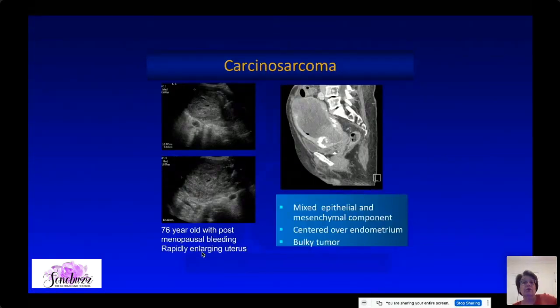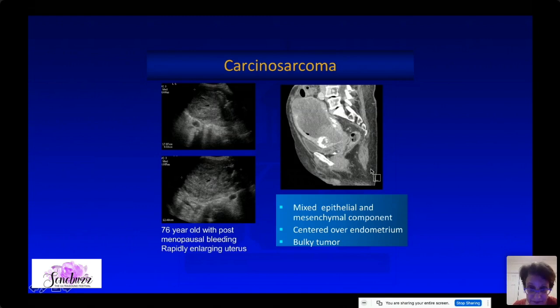Carcinosarcoma is another lesion that will present with an enlarged uterus. This is a 76-year-old woman with postmenopausal bleeding and a rapidly enlarging uterus. And quite frankly, it is really difficult to tell the difference on ultrasound. And the tumor in this particular case originates in the endometrium, so it's going to be centered over the endometrium, but they often also present with a bulky uterus.